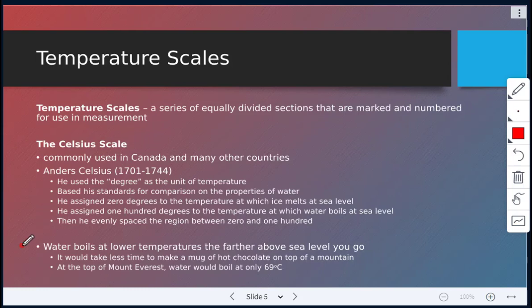One thing to note about water, and why sea level is mentioned, is that water boils at lower temperatures the farther above sea level you go. So if you're up in the mountains, it would take less time to heat up water to boil it. It would take less time to make a mug of hot chocolate, for example, on top of a mountain. Compare that to Mount Everest. At the top of Mount Everest, water would boil at only 69 degrees Celsius.